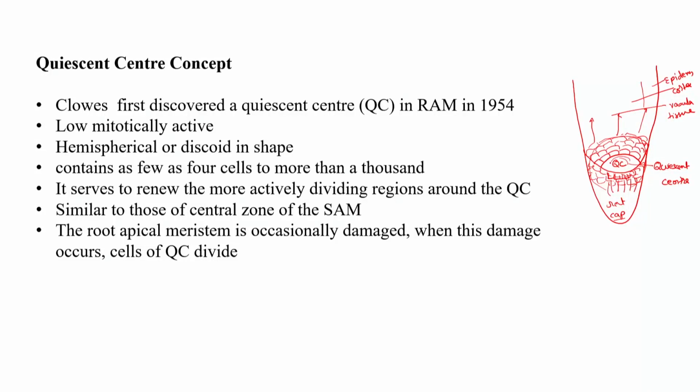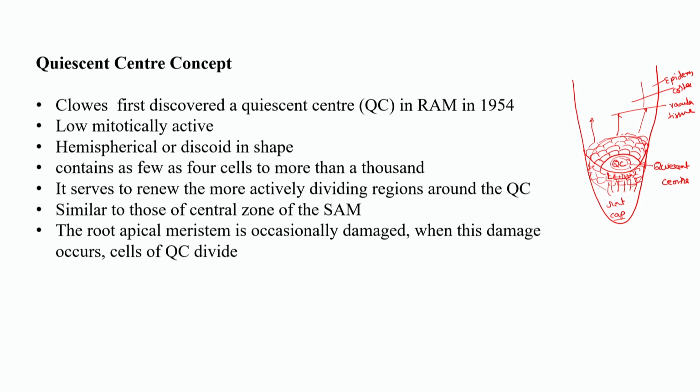Now, when the scientists tried to analyze this quiescent center, they found that we cannot actually distinguish them on the basis of cell structure, because they are quite similar to the cells present in the meristematic region. So, how did they actually identify it? There were various methods. They fed the root apices with radio-labeled chemicals, and they tried to analyze the DNA synthesis.